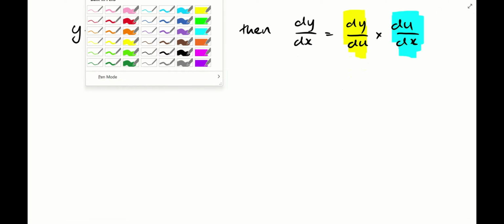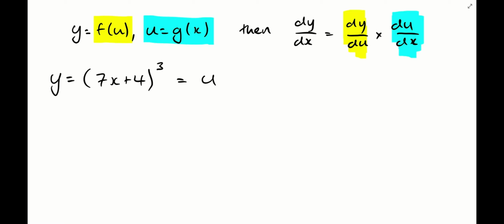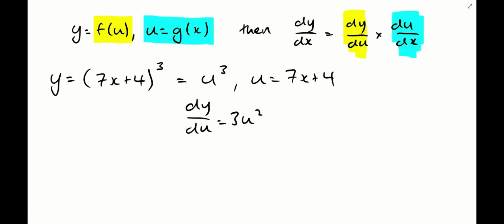So for example, we have y is equal to, let's say, 7x plus 4 all to the power of 3. So 7x plus 4 cubed. And we're now asked to find dy/dx. Well, we can rewrite this as u to the power of 3, where u is equal to 7x plus 4. Okay? Well, now dy/du is equal to 3u squared.